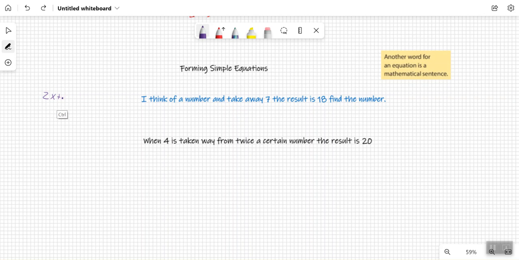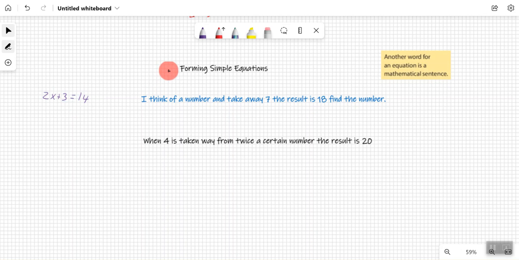It's equal to 14. So this is an example of an equation. Why is it an equation? Because we have this equal sign here in the middle. So it's a form of an equation.